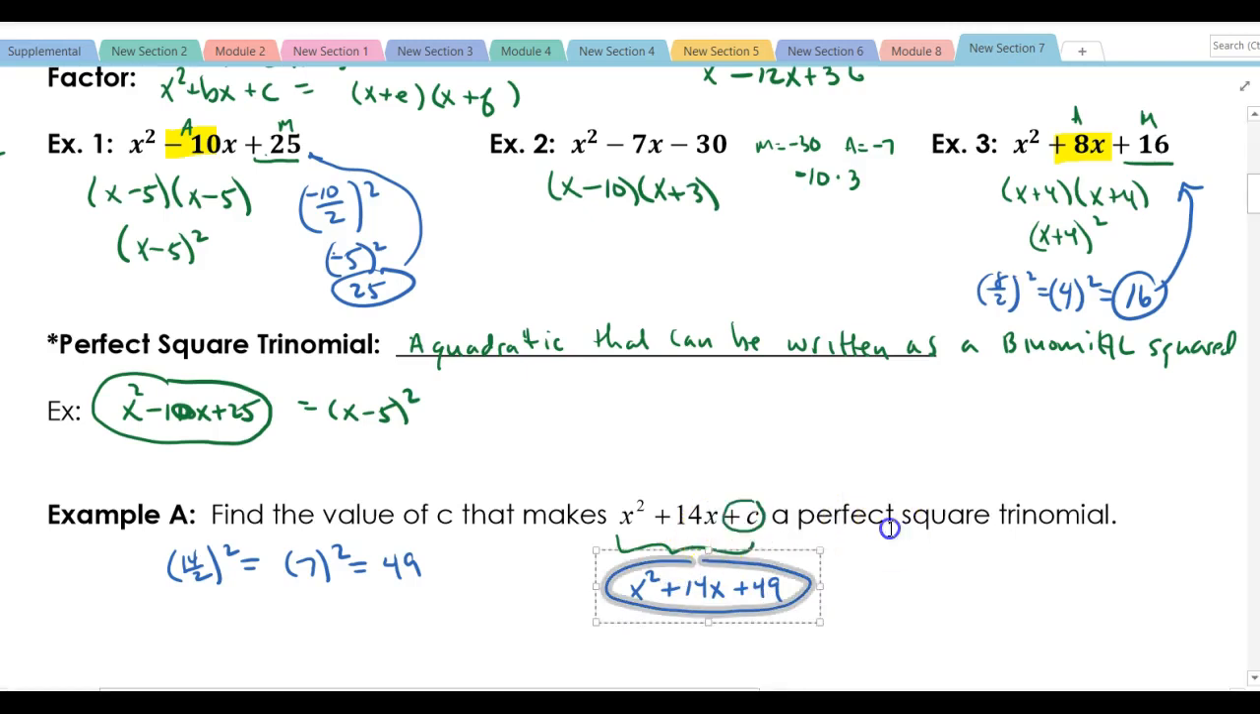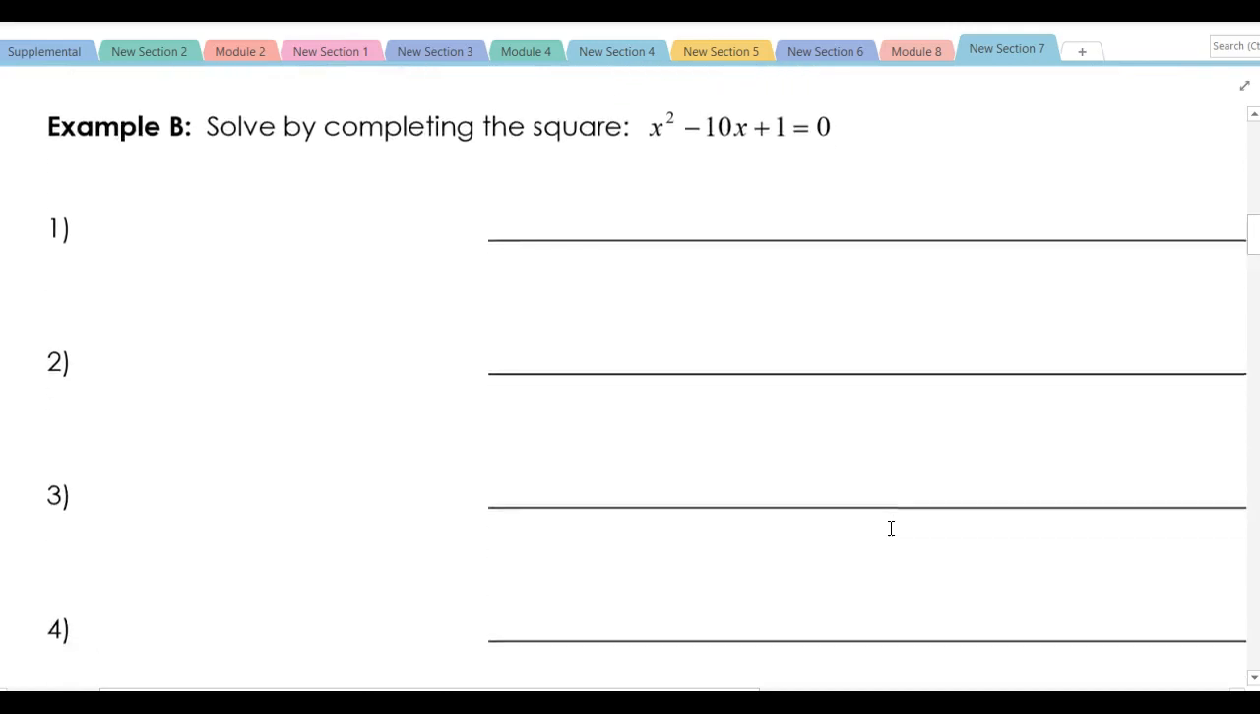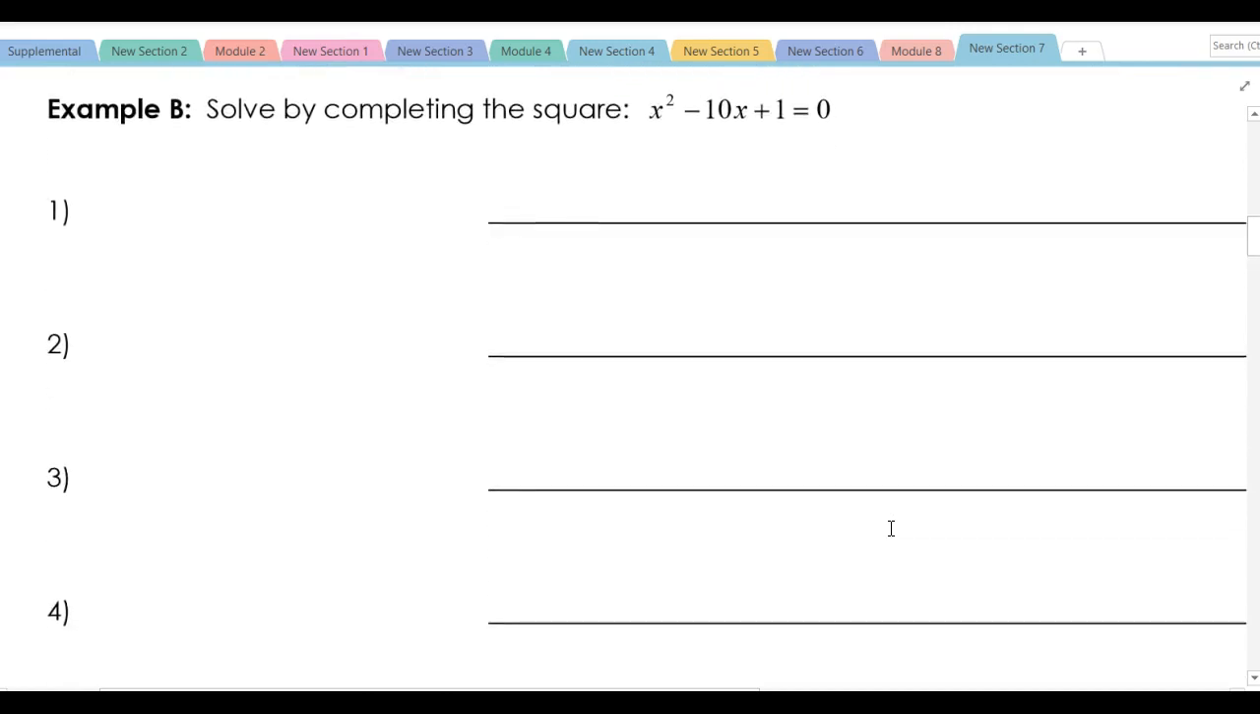Okay, that is key, all right, as we move along here. So the first thing we're going to review is solving these problems by completing the square. There's two things you need to know. One, how we complete the square, and that's the example we just did up above.